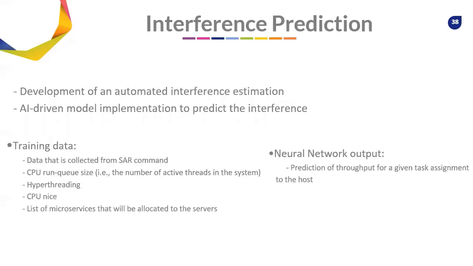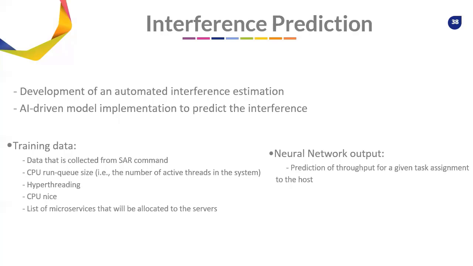In this part of the RADON project, we developed an interference estimation based on neural networks to estimate interference between collocated microservices within the same computing environment. An AI-driven model is implemented to predict the interference, which may cause low system utilization or saturated system resources.